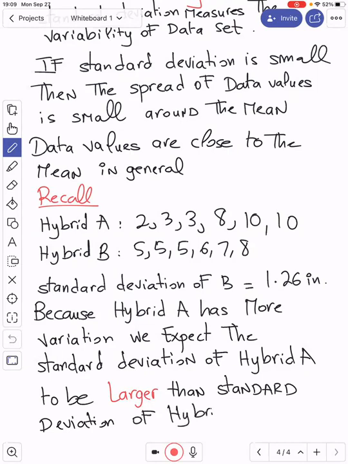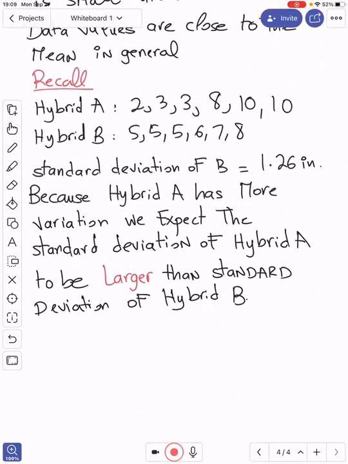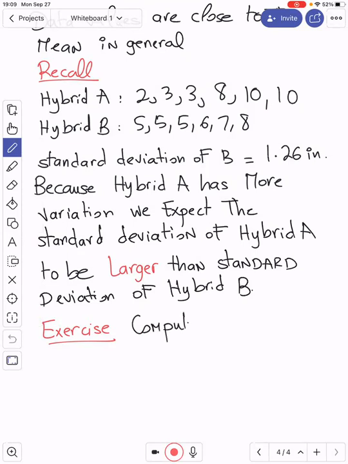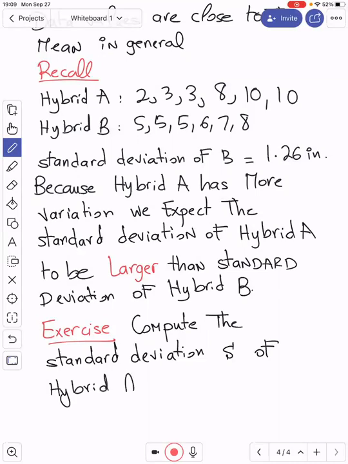Okay, so here's an exercise for you guys. Please try to compute the standard deviation of hybrid A. I just computed the standard deviation of hybrid B, so in this exercise, let's compute it, and then we can compare to the standard deviation of hybrid B. Please try to compute S, the standard deviation of hybrid A.